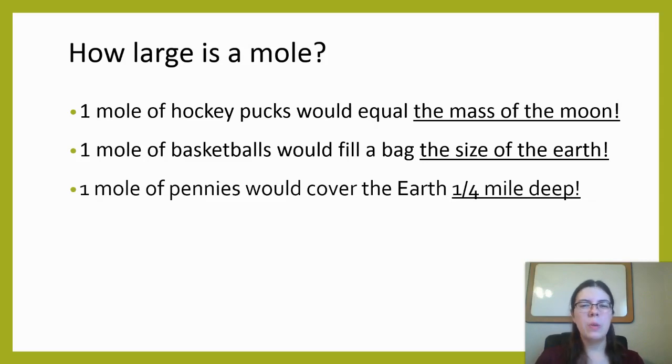So to give you some perspective, a mole of hockey pucks would equal the mass of the moon. A mole of basketballs would fill a bag the size of the earth. And a mole of pennies would cover the entire earth 1 mile deep if we had that many. So the only things that we have moles of are going to be really, really small things, like atoms and molecules. Obviously a mole of pennies covering the earth a quarter mile deep wouldn't be possible for daily life. So the mole is a really, really large quantity.